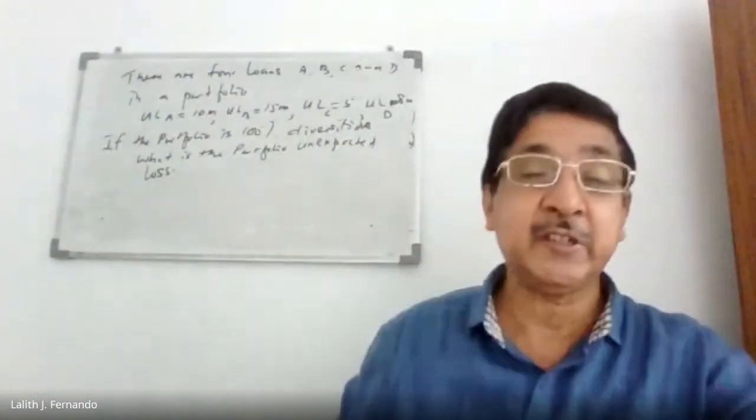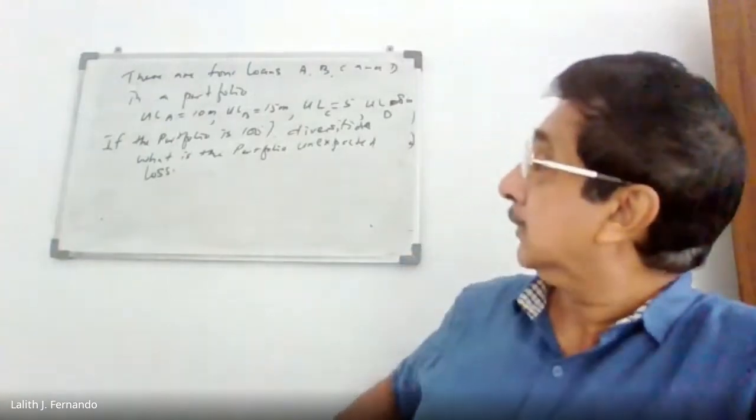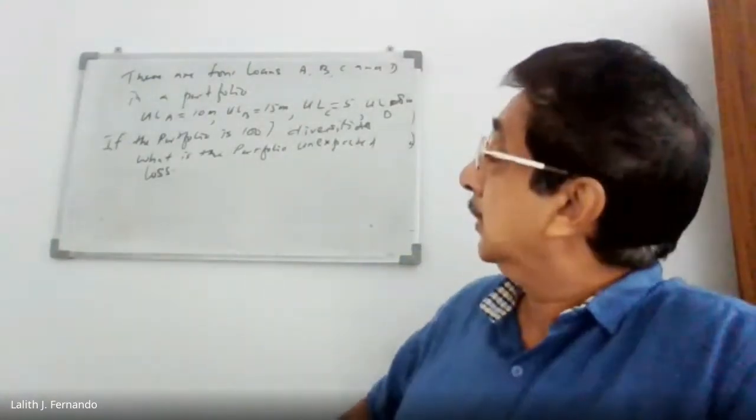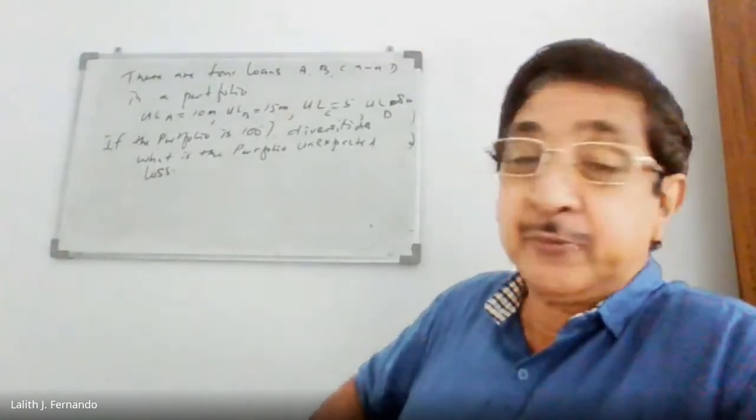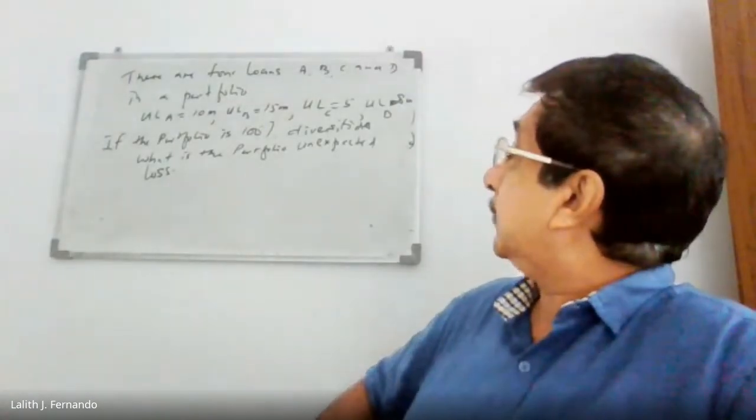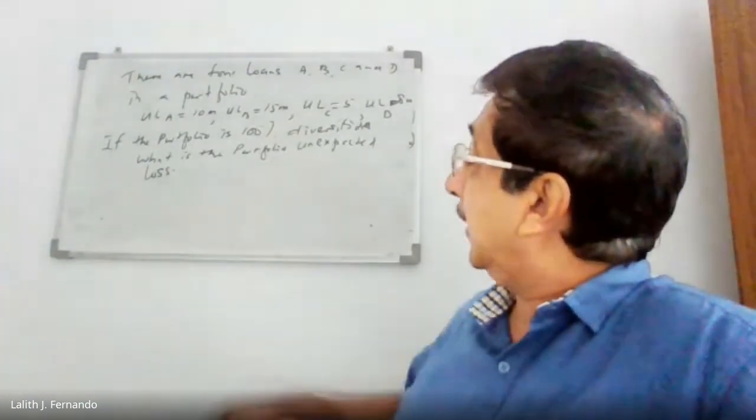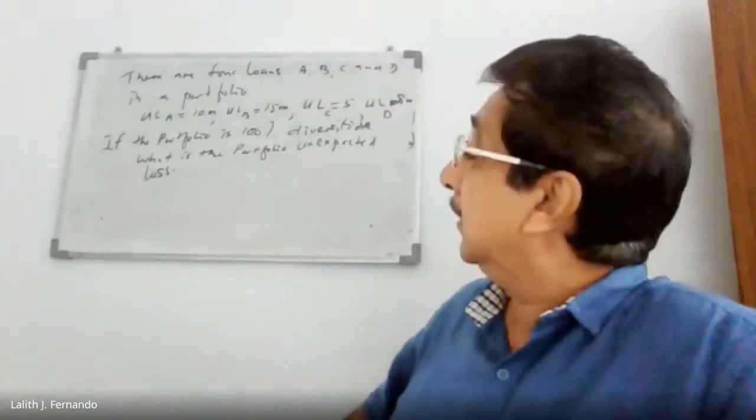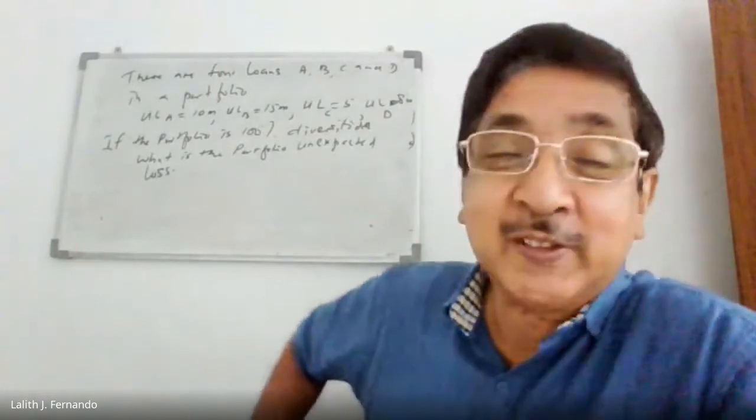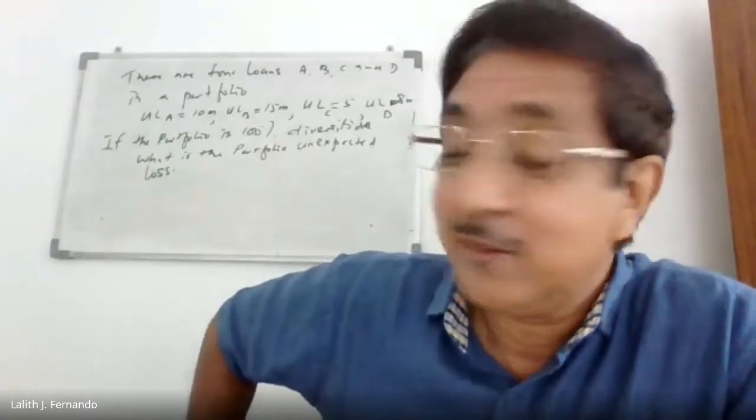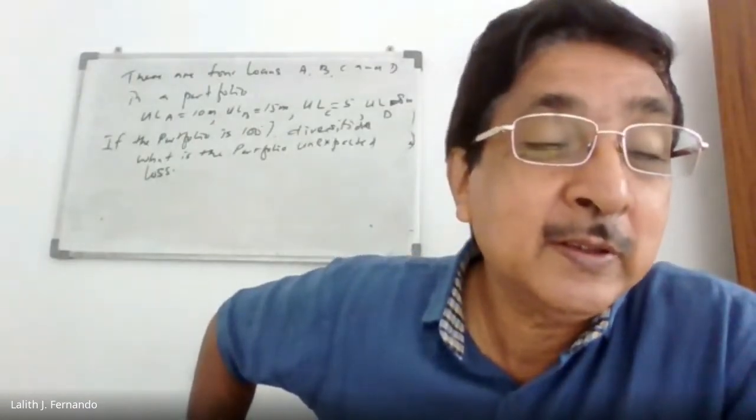Right. Now there's a question here. There are 4 loans A, B, C, and D in the portfolio. ULA is 10 million, ULB is 15 million, ULC is 5 million, and ULD is 8 million. If the portfolio is 100% diversified, what is the portfolio unexpected loss? It is 100% diversified. What does that mean?